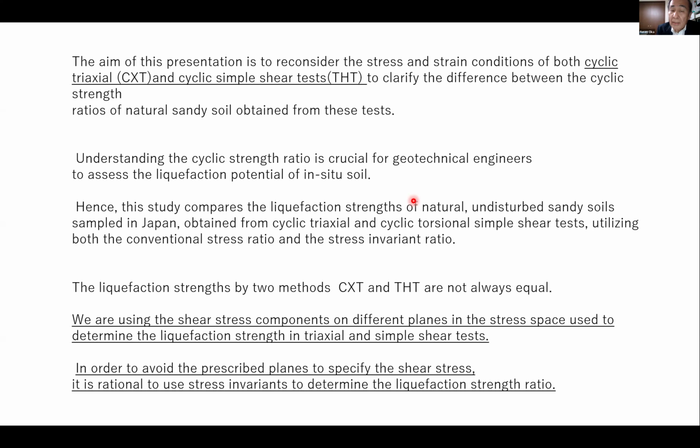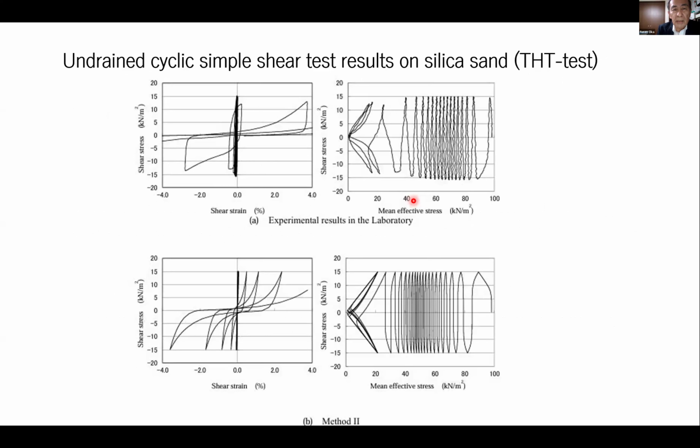My conclusion is, in order to avoid the problem of prescribed different planes to specify the shear stress, I would say it's rational to use the stress invariant ratio to determine the liquefaction strength ratio. We are using stress ratios, but different stress ratios, and I think it's better to use the stress invariant ratio. This is a typical cyclic simple shear test result and the simulated result by the constitutive model.